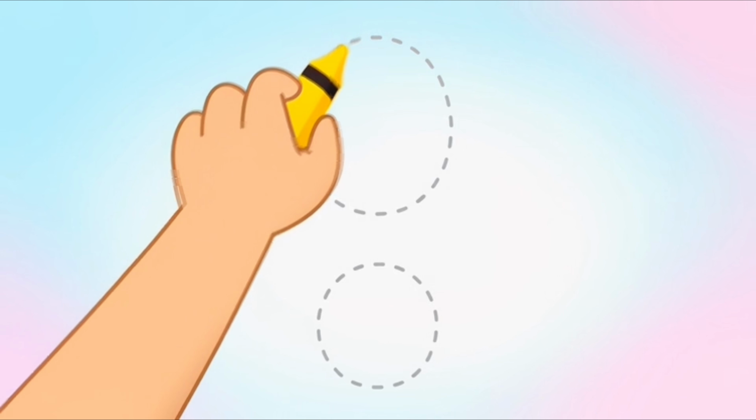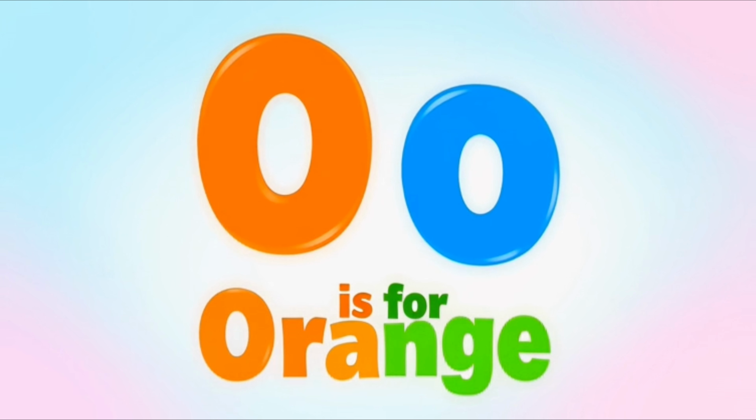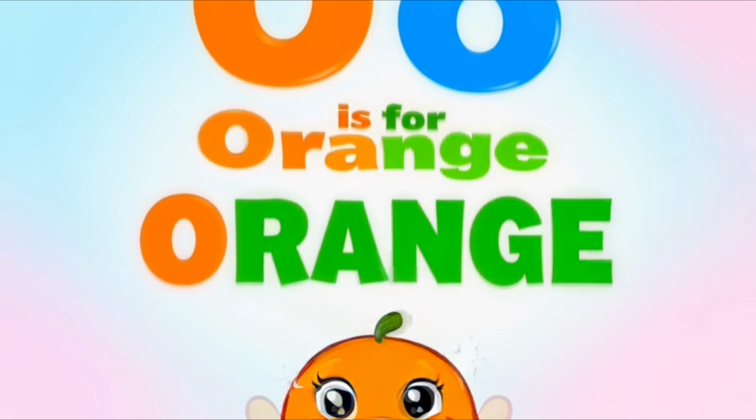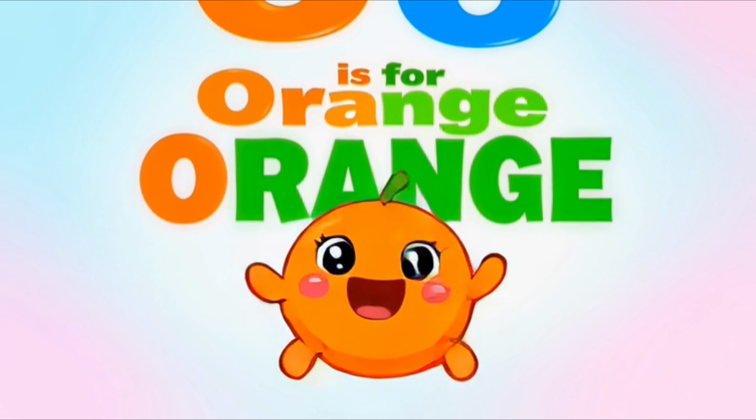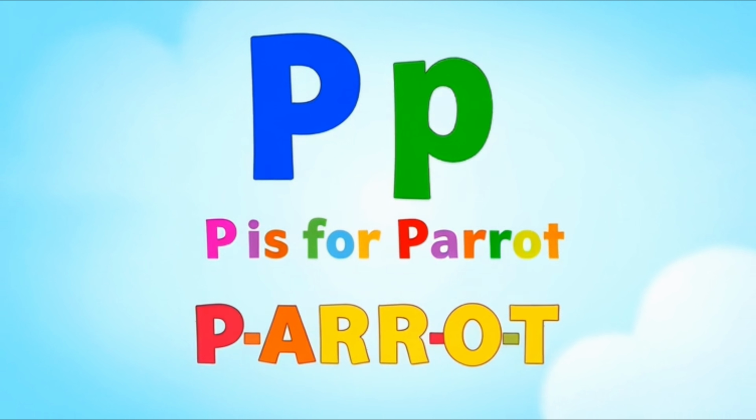This is the letter O. O is for orange. O-R-A-N-G-E. This is the letter P. P is for parrot.